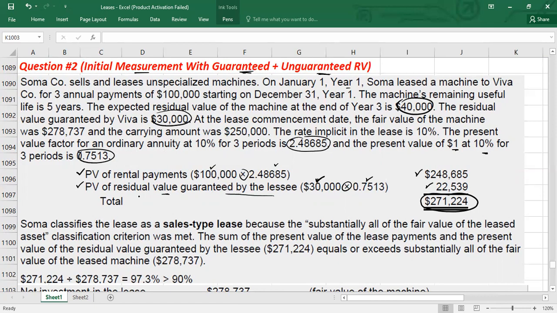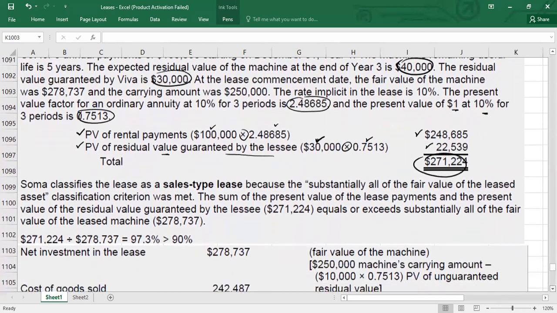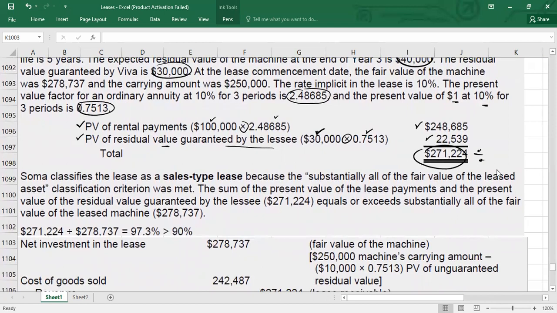Okay, you should remember. So without unguaranteed residual value, my total present value is 271,224. What I will do here, guys, is take this value and divide it by the fair value. Fair value of the asset is provided in the question, 278,737, and we will multiply by 100. So you will get the percentage, and it is almost 97%, which is more than 90%. It means it is a sale type lease from the lessor's point of view.